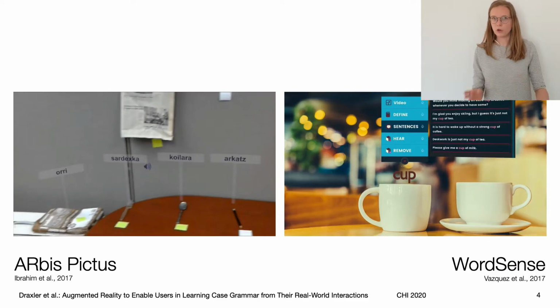AR has already been used for language learning in a couple of projects. Just to name two, here we have Arbis Pictures and WordSense, two projects that label objects in the learner's surroundings with their corresponding translations, and in the case of WordSense also with example sentences and some video material in addition to it. The question is though, there's more to language than vocabulary, right? So there are also structural concepts and grammar aspects that we need to learn. So can we also use AR in this case?